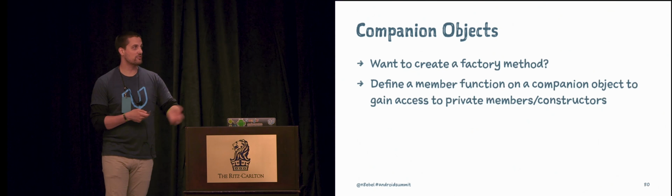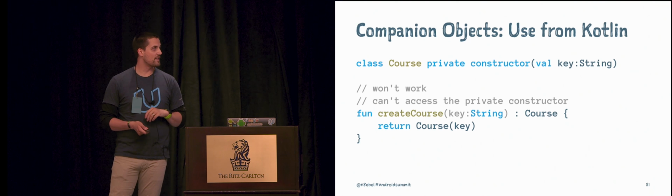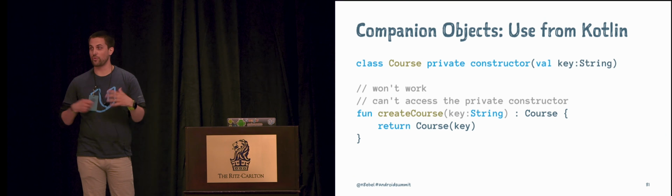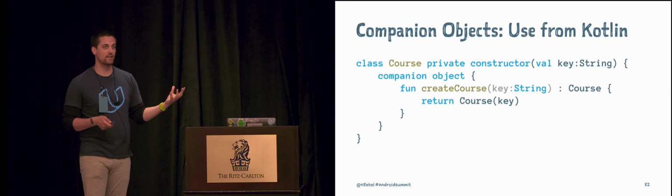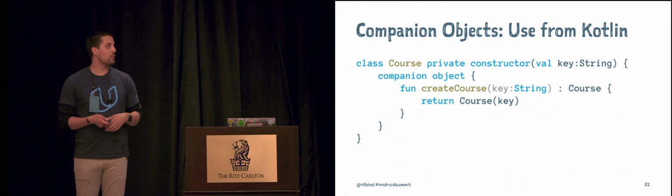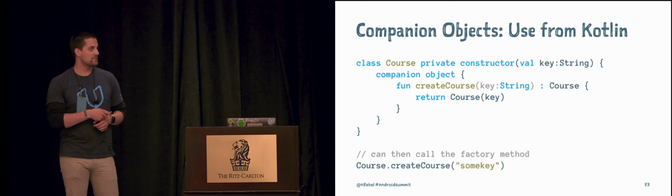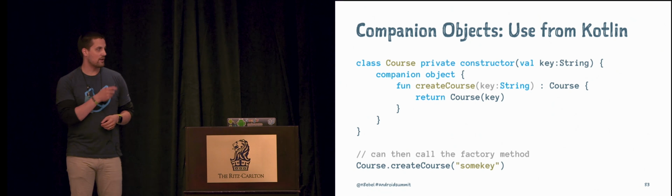So in this case, we'll have a class course, and we'll define a private constructor here. If we wanted to create a top-level function to create that course, we might do it like this, but it wouldn't compile because the constructor is private and the top-level function doesn't have access to it. So we could change this to create a companion object. It now has access to the private constructor, and we can create our course, and then we can call course.createCourse, and we have our nice factory from Kotlin.